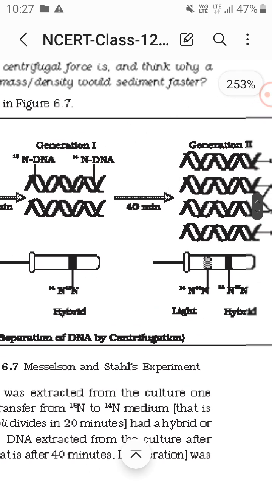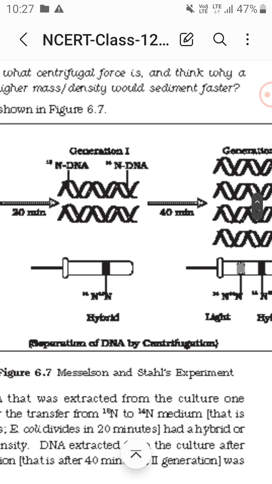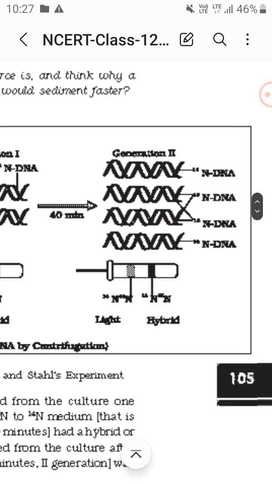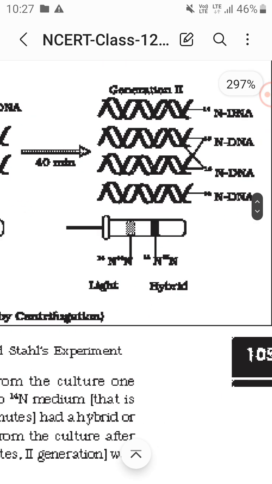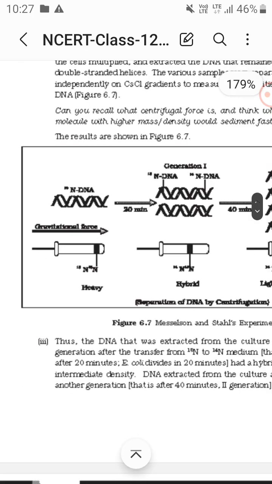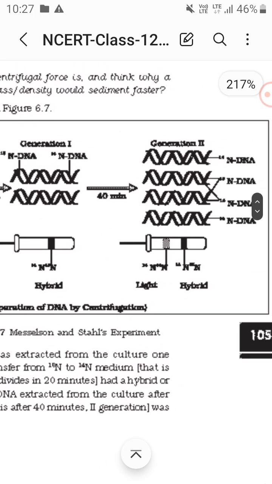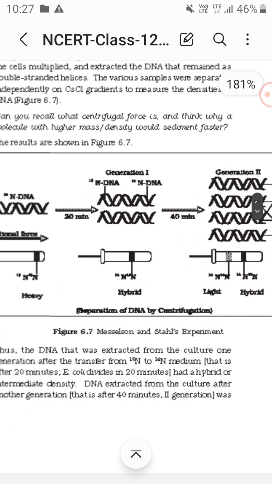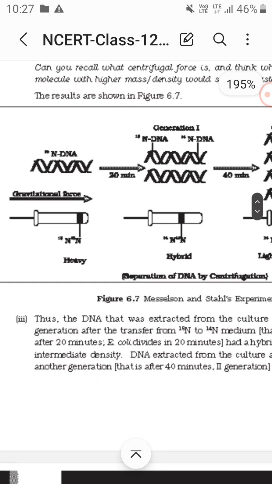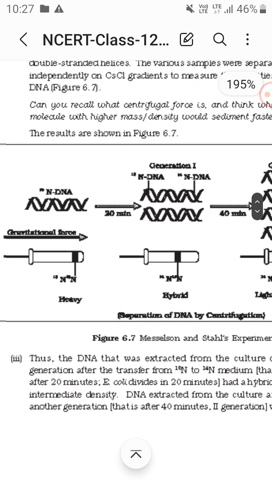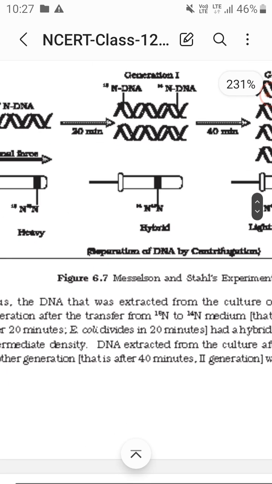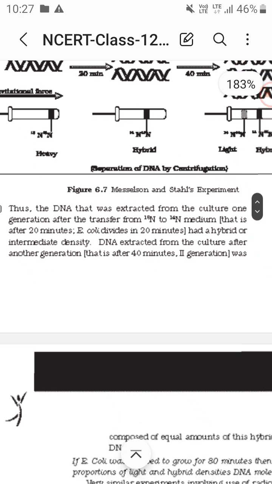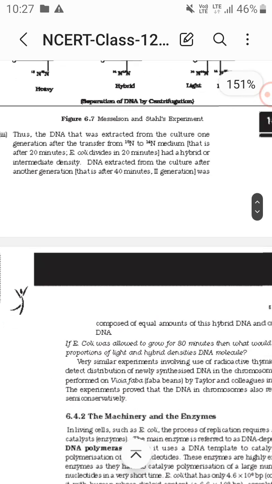Now separation of DNA by centrifugation. After again 20 minutes, so a total of 40 minutes, generation 2 shows two bands: N14 light DNA and hybrid. So you see light and hybrid both are showing. After the first generation only hybrid, now after the second generation it is light and hybrid. So this is what we understood from this diagram.